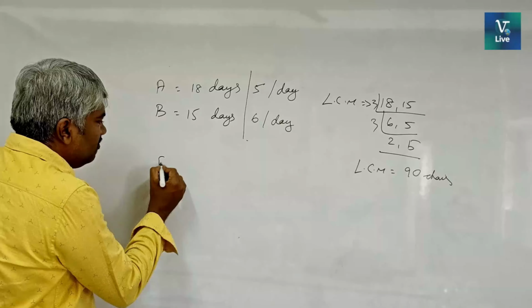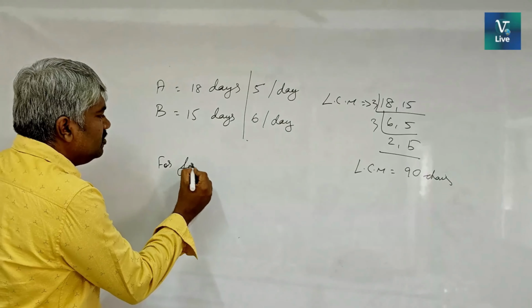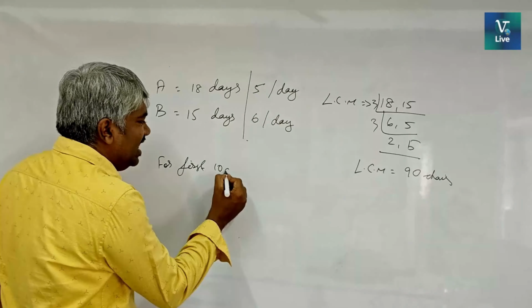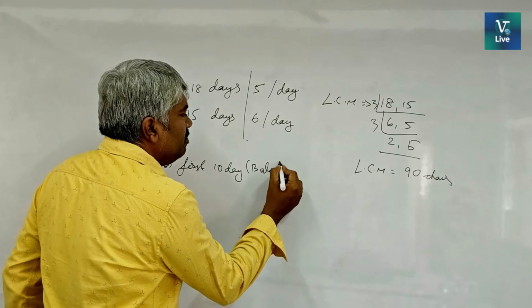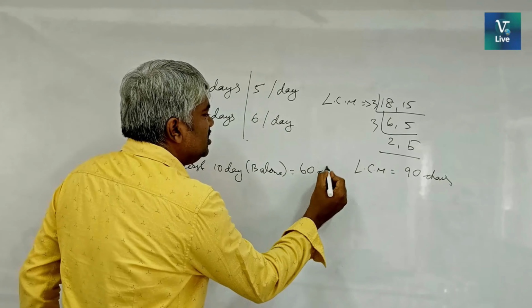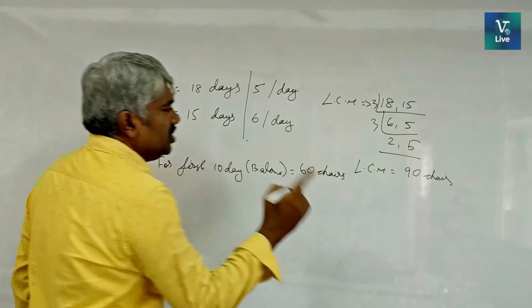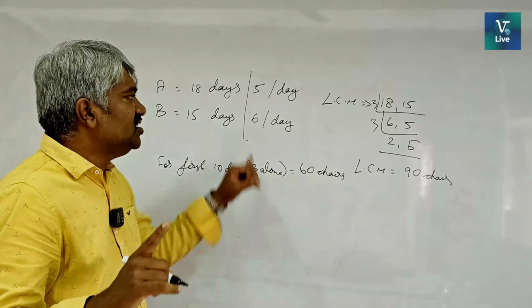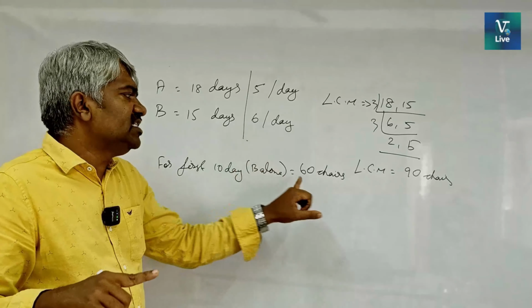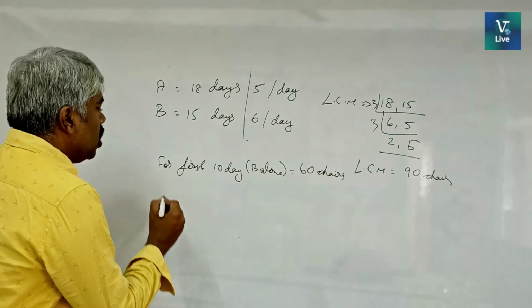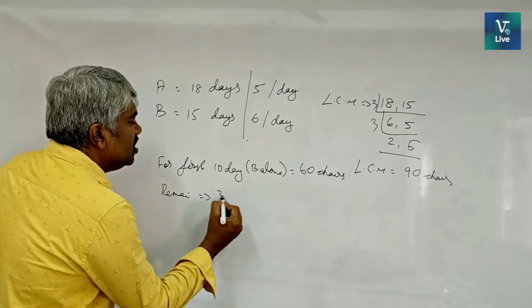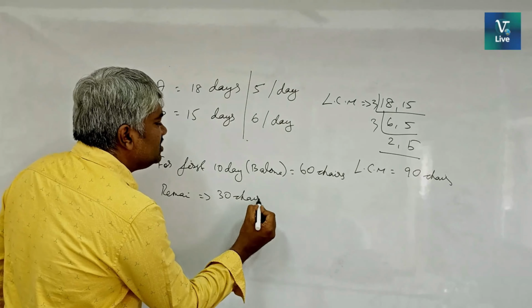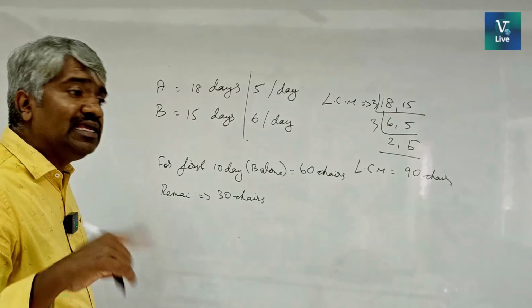Now, for the first 10 days, only B works. B alone will manufacture 60 chairs, because in one day, B manufactures 6 chairs. In 10 days, he will manufacture 60 chairs. How many chairs are remaining? So, the remaining 30 chairs have to be manufactured by person A.